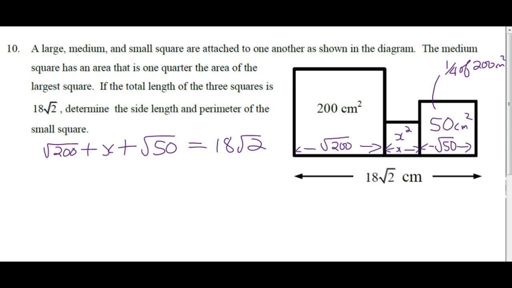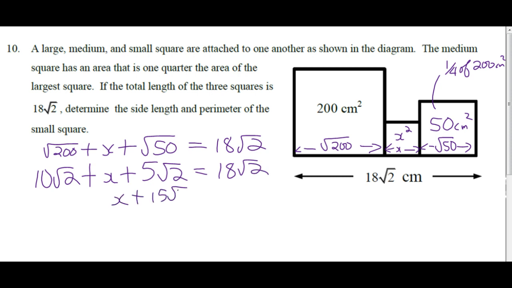Okay. Root 200 is what? 10 root 2, right? X is x. Root 50 is what? 5 root 2. And that's equal to 18 root 2. So we have x plus 15 root 2 is equal to 18 root 2. So what's x? 3 root 2. Right? Nice, right? All solved. Everything was like terms. They were all root 2's. The only one they gave us was the 18 root 2, but root 200 turned into a root 2. Root 50 turned into a root 2.